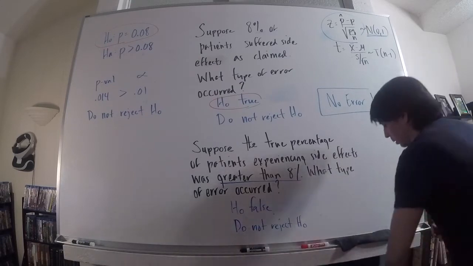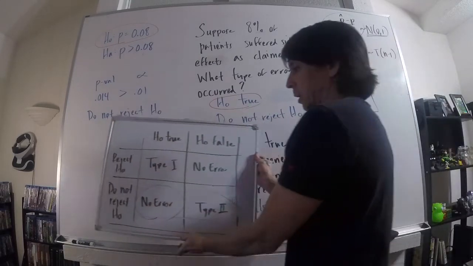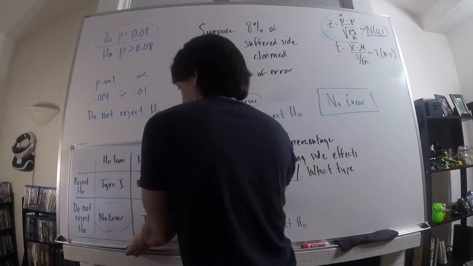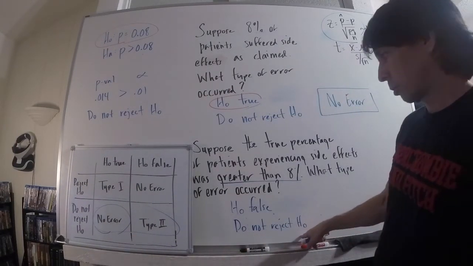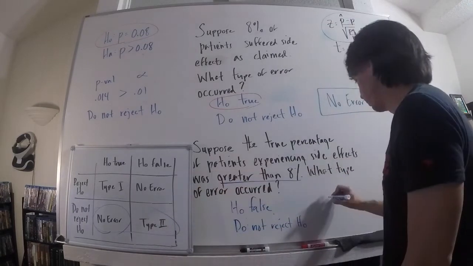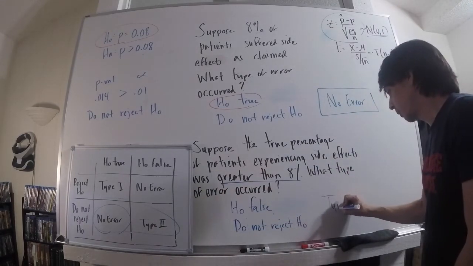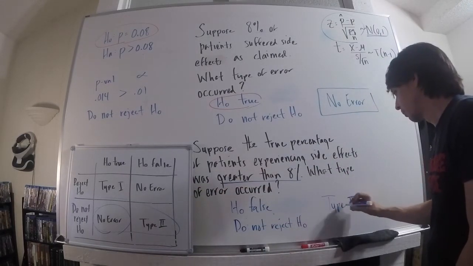What type? I don't know, I gotta look it up, so I don't know my errors. Definitely one of the two errors. Do not reject, which was false. Right there, type 2. And we are done. That's how you're going to be analyzing some errors.